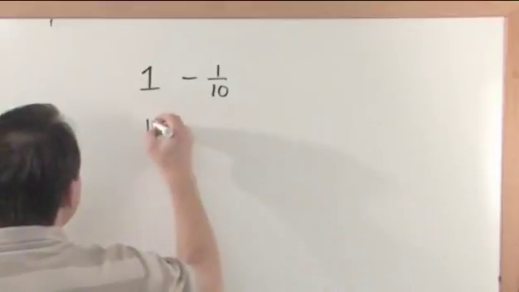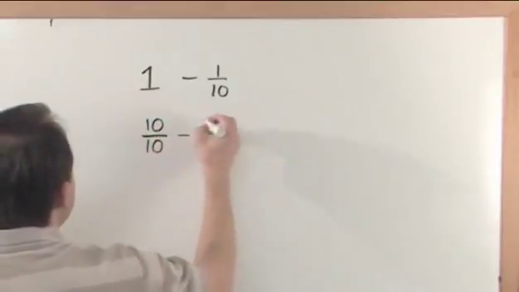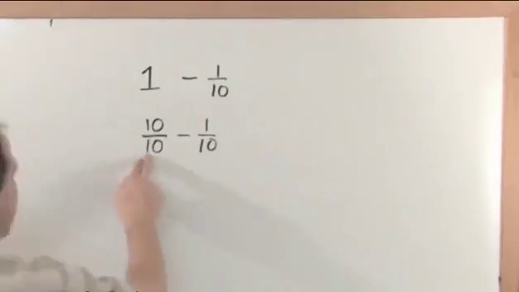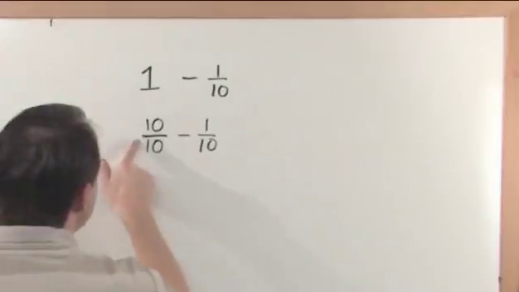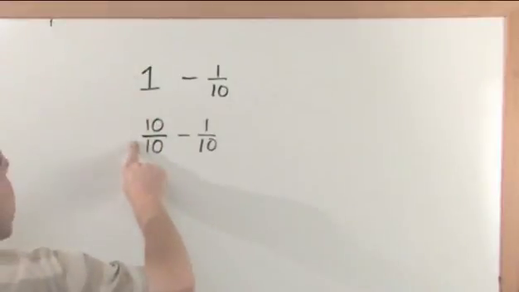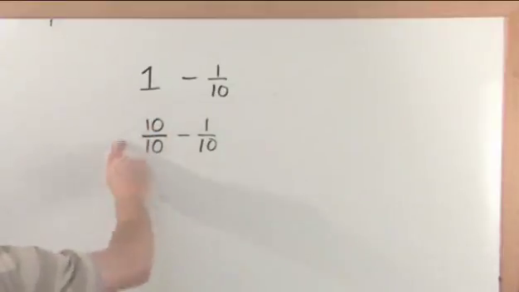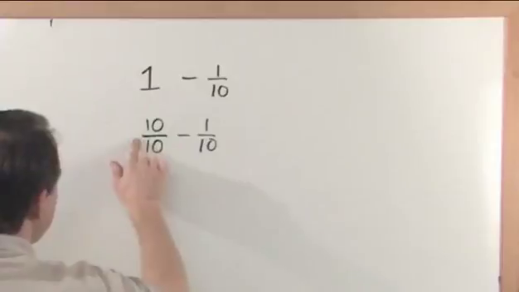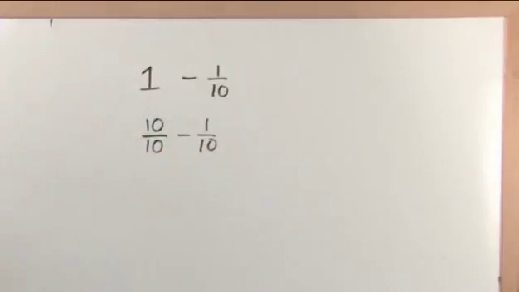I can make him 10 over 10, okay? And then when I subtract 1 over 10 from him, it's very easy because now the bottom numbers are the same, okay? And I can do this because 10 over 10 is equal to 1, okay? So it looks different, again, but it's actually the same exact number. So I can use this little trick to make him 10 over 10, and that lets me go forward with the problem, okay?